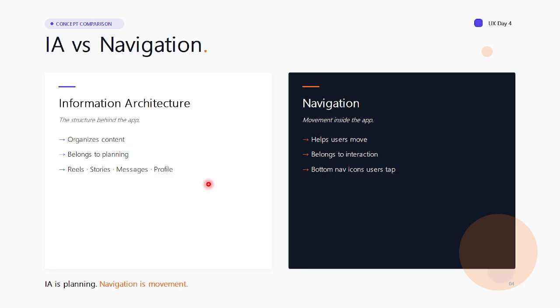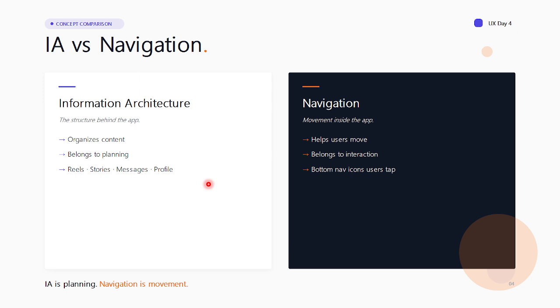Let me compare information architecture and navigation. Let me first explain briefly what navigation is. Navigation is nothing but movement. When you click on an icon, it goes to another page. That is known as navigation. In simple words, in maps we use navigation when we want to go to a place: we enter the location and the map shows the route. That is navigation. Same in a digital product, when you click on a button, it goes to another page.